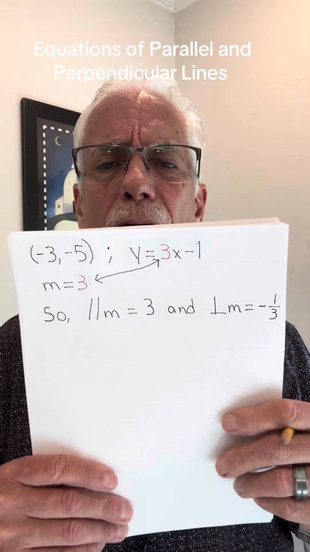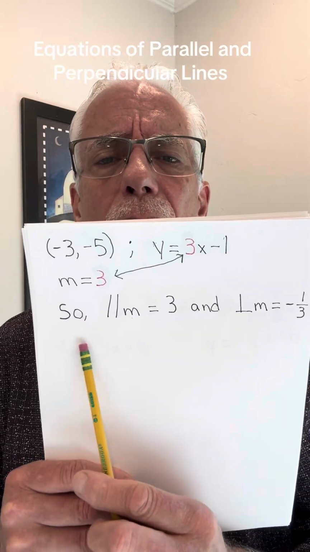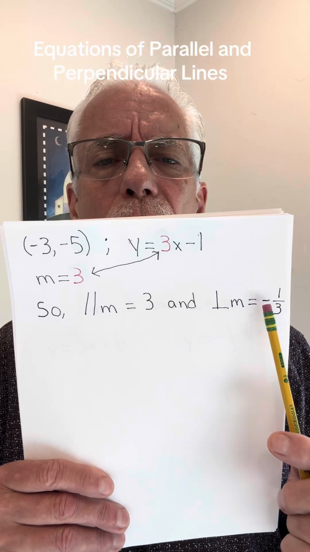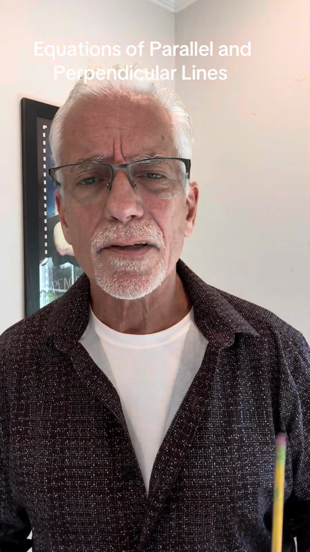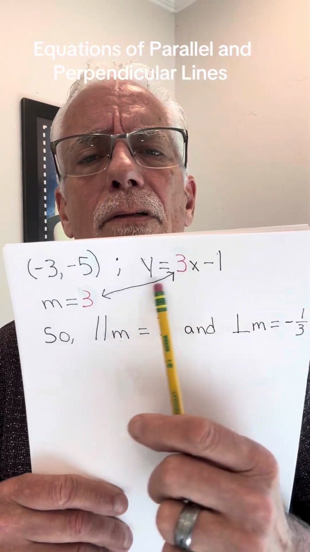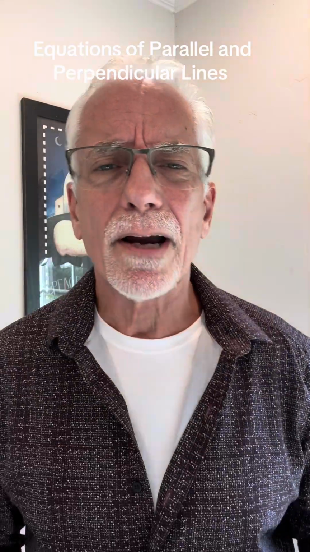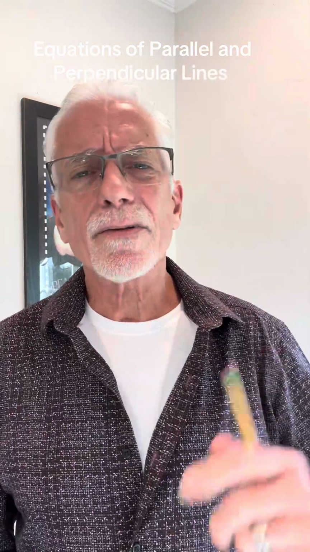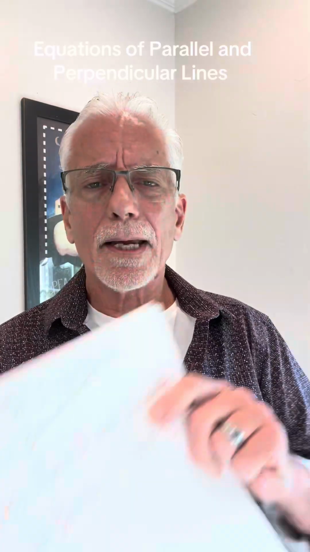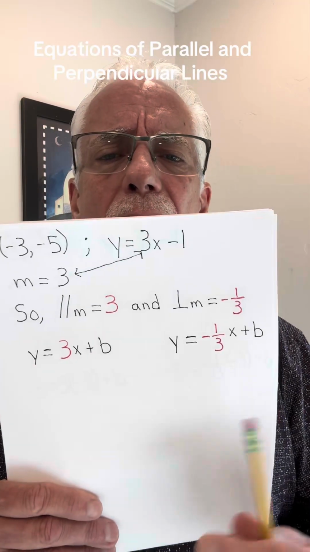Since that's positive, this is negative, and then the reciprocal of 3, which is 3 over 1, is 1 over 3, okay? All right, so now this one's going to be y equals 3x plus b. This one's going to be y equals -1/3 x plus b. And I'm assuming they put it in slope-intercept form, so we're going to leave our answer in slope-intercept form. In the next one, I'll put it in standard form, so we'll convert it back to standard form. Okay, so we got to figure out b, and then we're done.